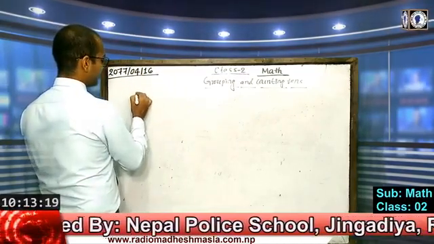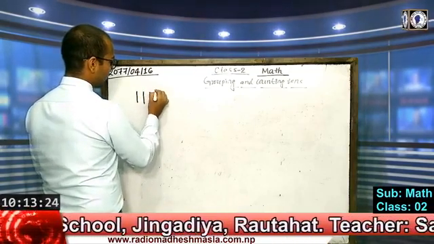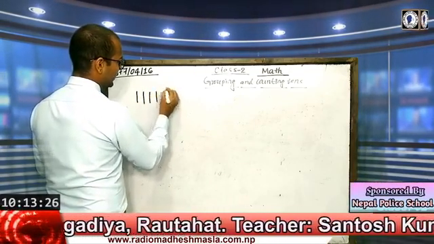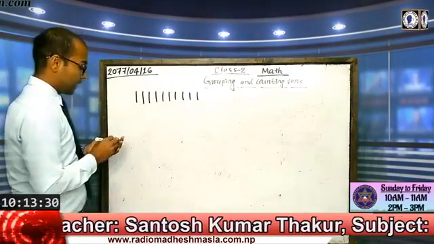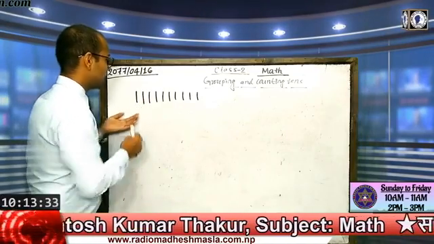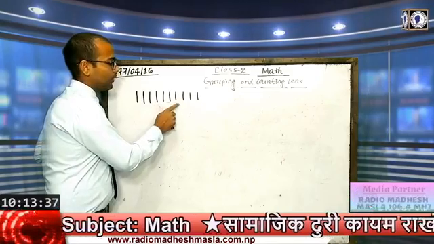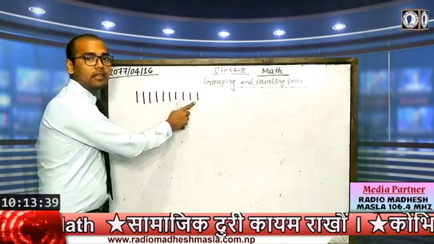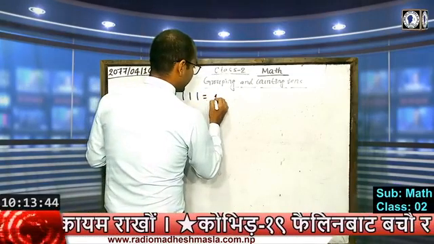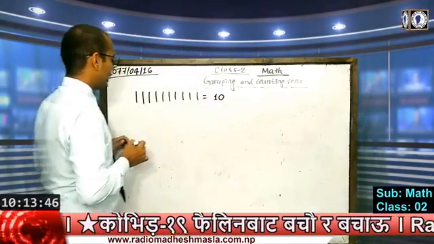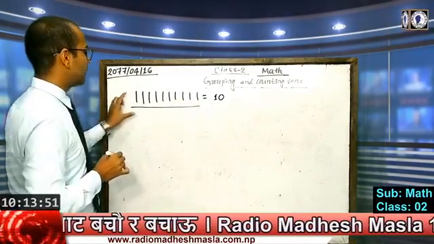We have given 10 pencils: 1 2 3 4 5 6 7 8 9 and 10. So count it first. We have 1 2 3 4 5 6, 7 8 9 and 10. 10 is equal to 10. So now look here, how many pencils do we have? We have altogether 10 pencils.